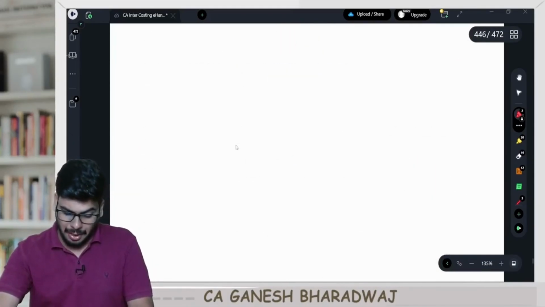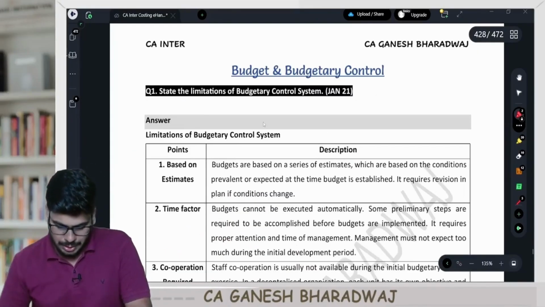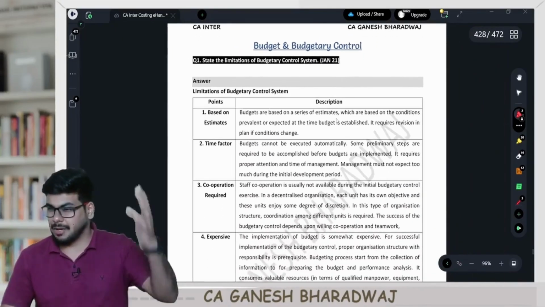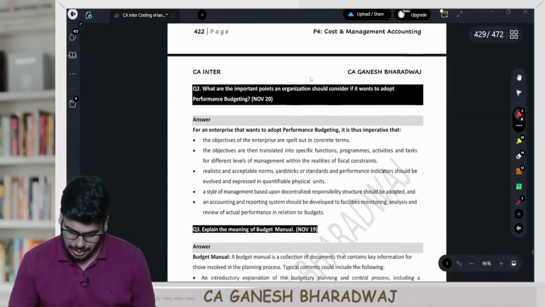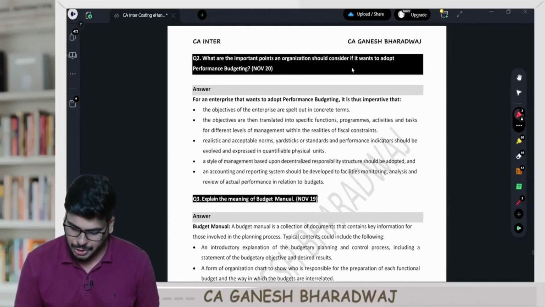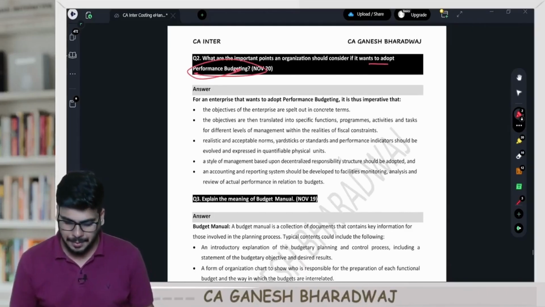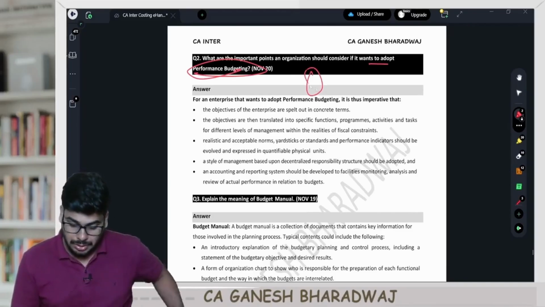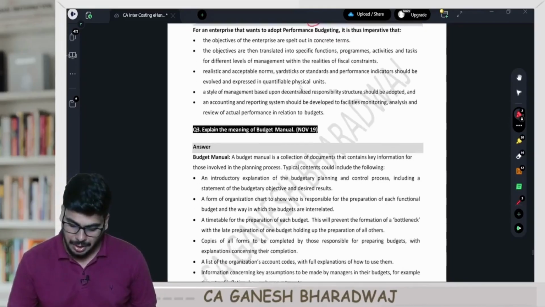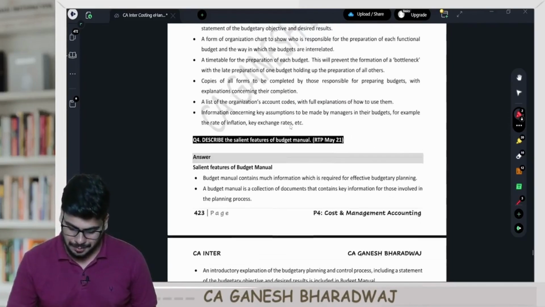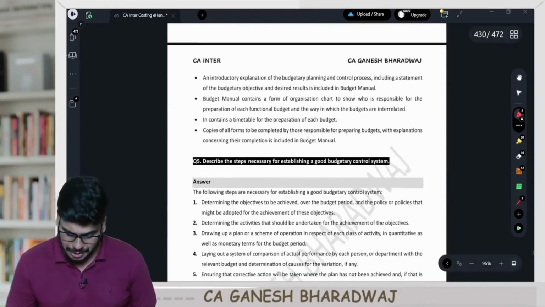And of course, you have quite a few theory questions, right? I think we have covered all the theory. Look at this, limitations of budgetary control. You just give it a reading once, that's all. What are the important points an organization should consider if it wants to adopt performance budgeting? We just saw what do you mean by performance budgeting, right? Fine. So, comparing the budget with the actuals and taking corrective actions, the budget itself, right? What do you mean by a budget manual? We have seen it, right? Describe the salient features of a budget manual, right? Just write 4 or 5 points that you know, that's all.